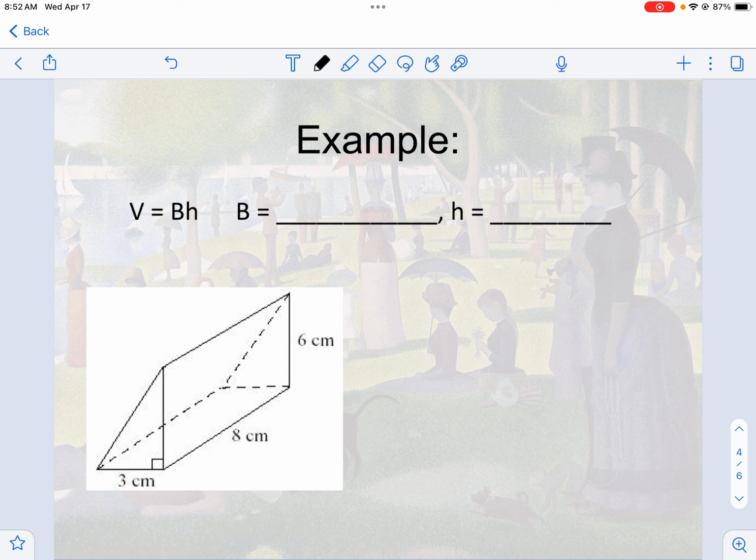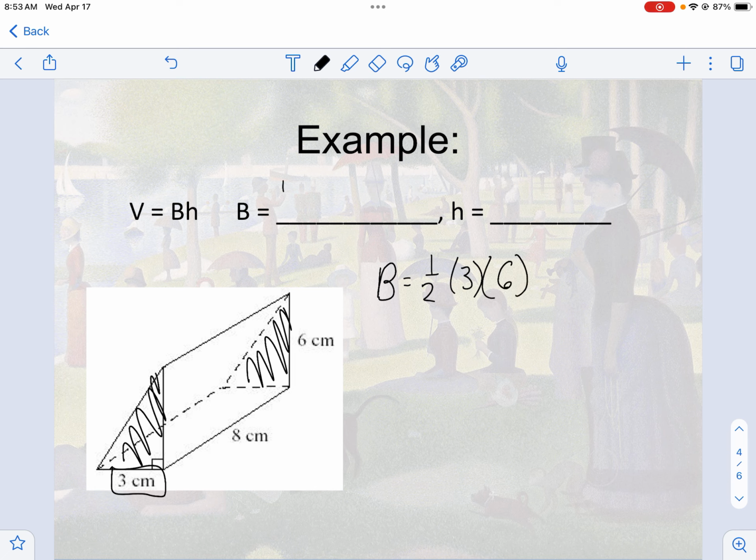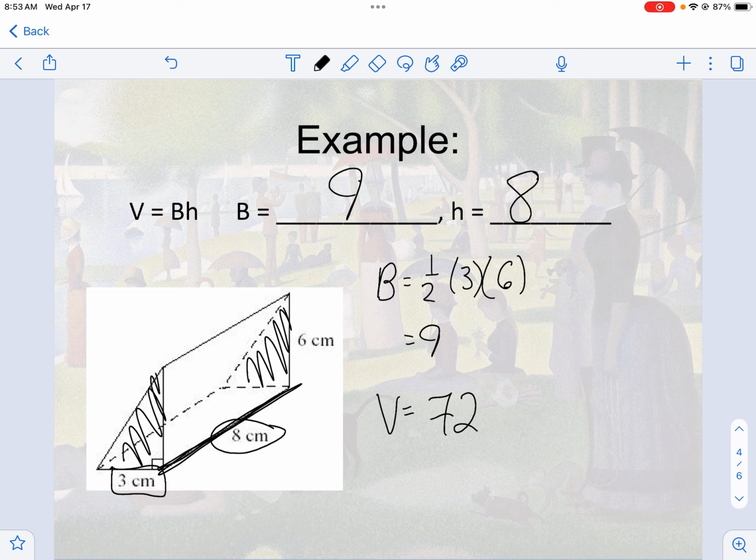For this next example, I want to find the area of the base. The area of the base is going to be my non-rectangular sides. It's going to be these two triangles. So I have V is equal to BH here. I'm going to go ahead and find the area of my base first. So my base is going to be, since it's a triangle, 1/2 times the base of that triangle, which is 3, right? See that, 3, times the height of that triangle being 6. So 1/2 times 3 times 6. That's 18 divided by 2 is 9. So the area of that base is 9. And the height, being the distance between those two bases, is 8. So my volume is going to be 9 times 8, which is 72 centimeters cubed.